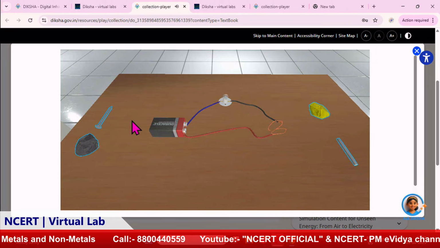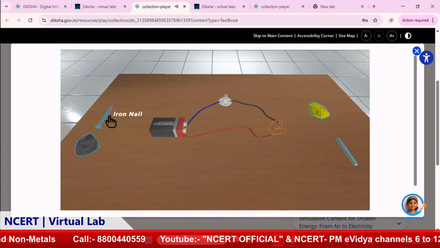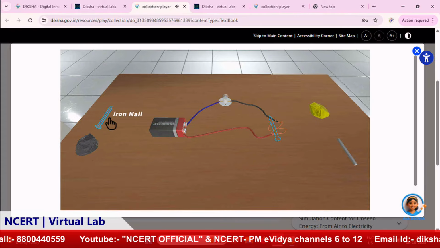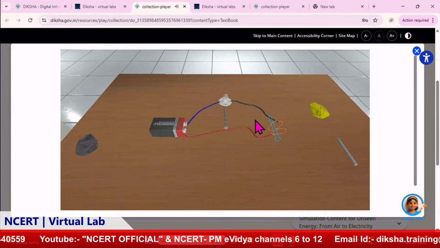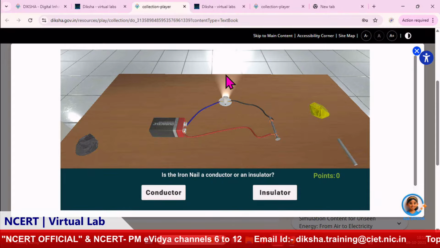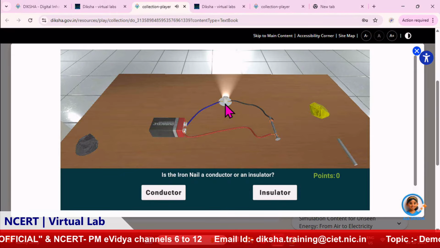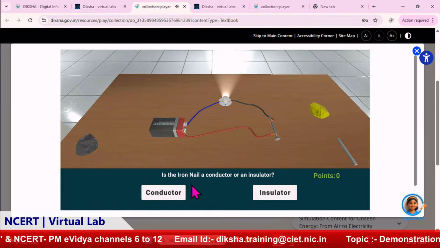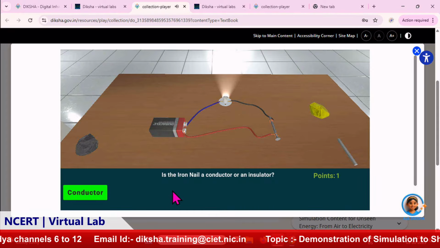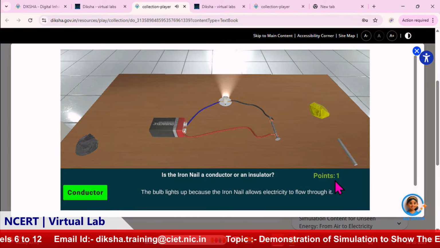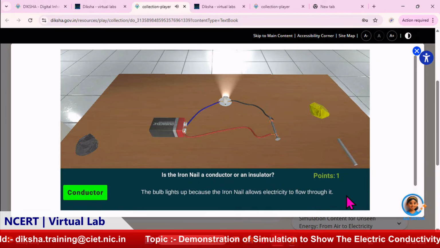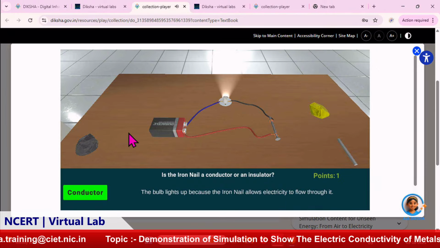When you place your cursor near the iron nail, it shows what it is called. This is the iron nail, and it gives the command to keep this iron nail over here. Now you can see the bulb is glowing. So, is it a conductor or an insulator? It is a conductor. As you click on it, it gives you point one: the bulb lights up because the iron nail allows the electricity to flow through it. So, this is the first one we have checked.